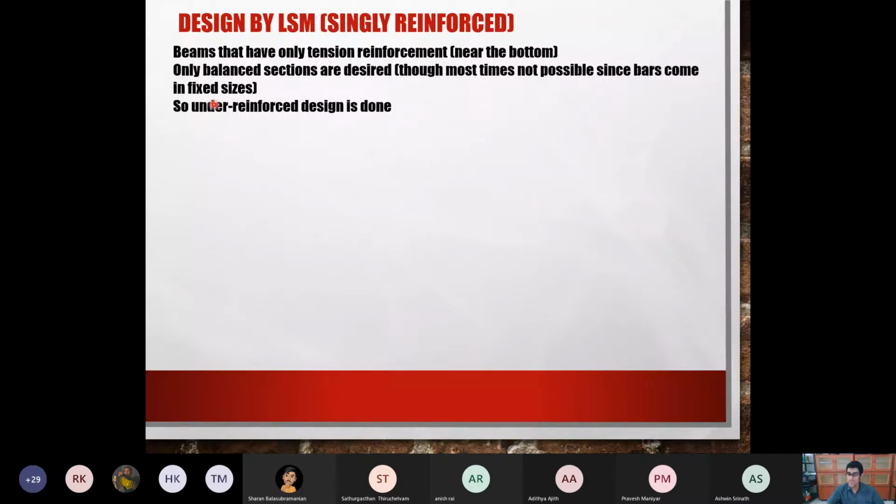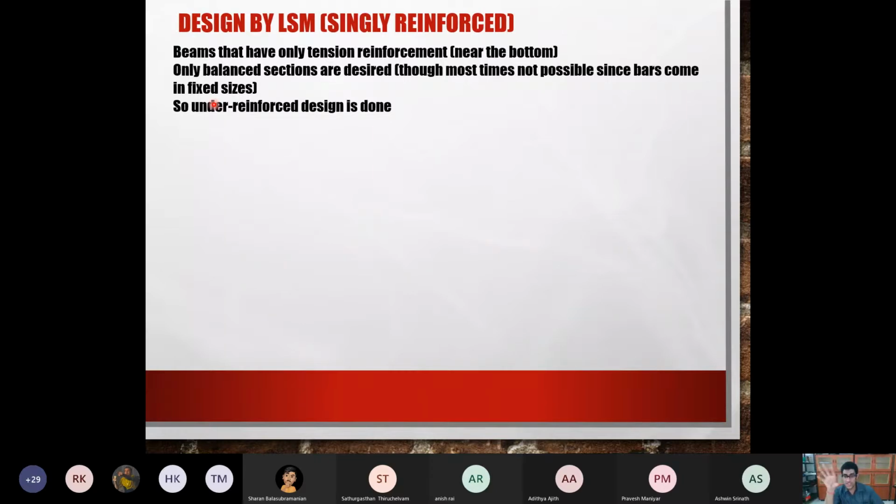For example, if you have a 300 by 500 beam of a certain grade of concrete, and you use a certain grade of steel, you may end up calculating that to make the section balanced, you need, say, something like 1000 mm square of steel. Okay, but the problem with this is 1000 mm square.